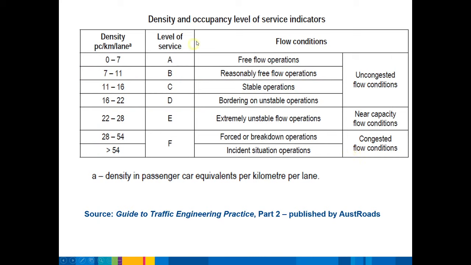So here we've got some occupancy levels, density and occupancy levels, and service indicators. What are our levels of service? What are our densities in terms of passenger vehicles per kilometer per lane? So this will tell us about how closely spaced the density is to give us different levels of service. And this tells us basically how it feels. Does it feel like free flow? Does it feel stable? Or does it feel extremely unstable with breakdowns and various other problems?